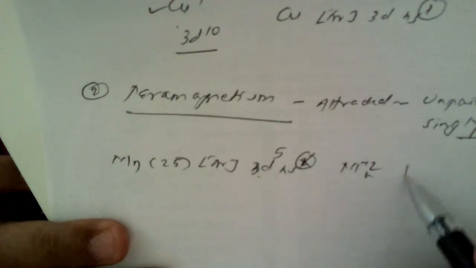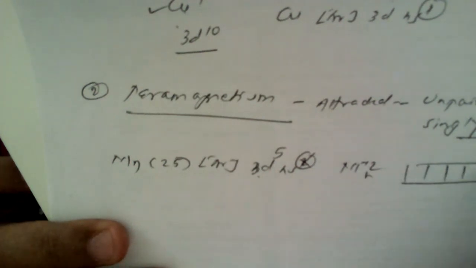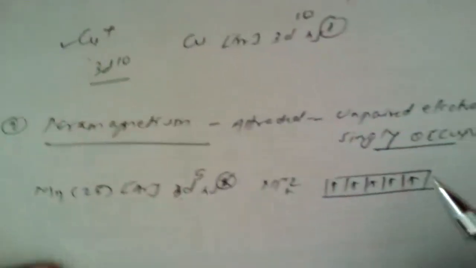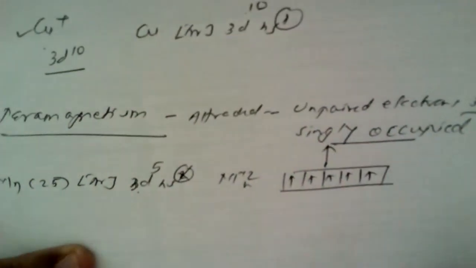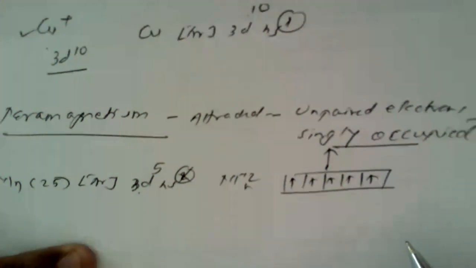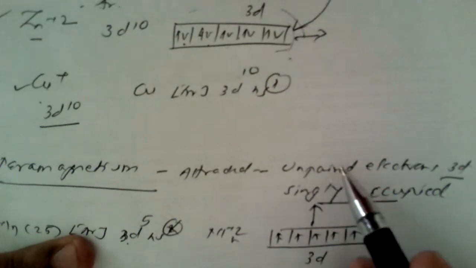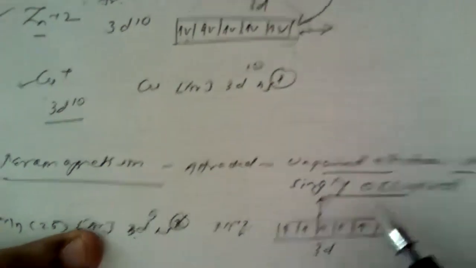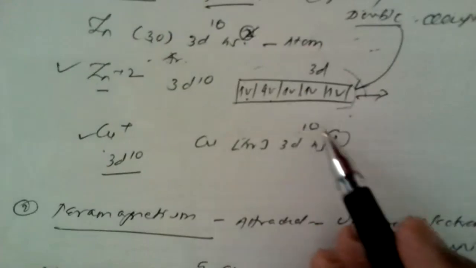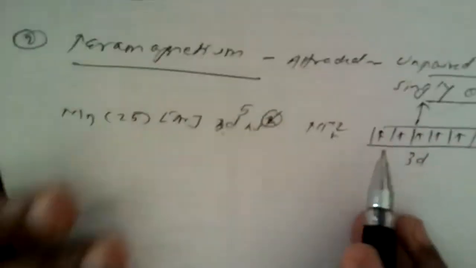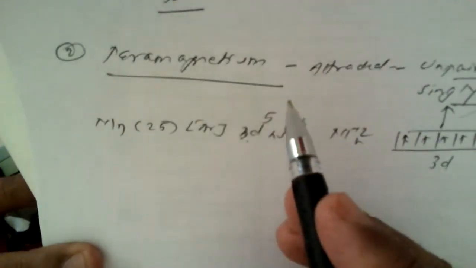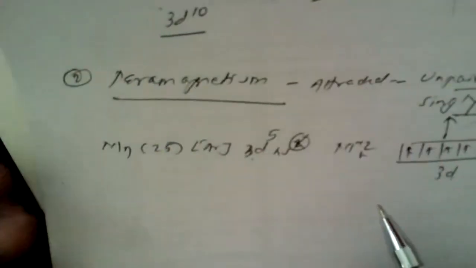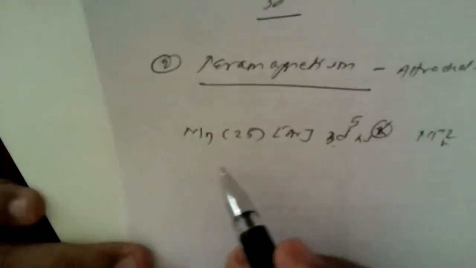So manganese in its d level now contains 5 electrons. This situation is known as single occupancy of electrons in its d level, or whenever there are unpaired electrons. These are unpaired electrons, while these are paired electrons. So paramagnetism is due to the presence of unpaired electrons which are present in the 3d orbital. Consider one more example.